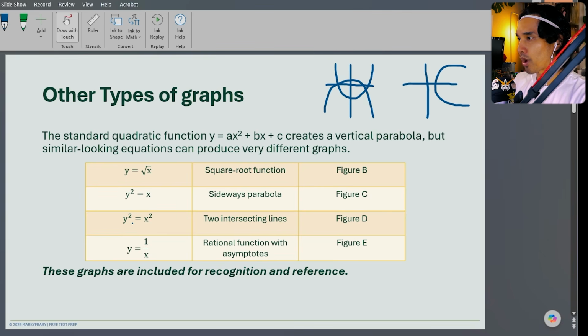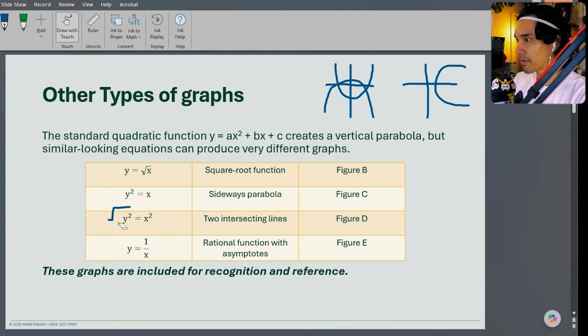We have here y squared equals x squared. This one's a trick one, right? A trick equation, because if we square root this, then we get y is equal to plus or minus x, because when you square root, you get plus or minus. So this would actually be two linear lines intersecting each other.